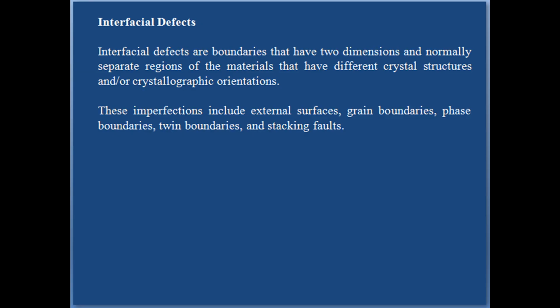Now we are going to see the next point, that is interfacial defects. Interfacial defects are boundaries that have two dimensions and normally separate regions of the materials that have different crystal structures and or crystallographic orientation. These imperfections include external surfaces, grain boundaries, phase boundaries, twin boundaries, and stacking faults.